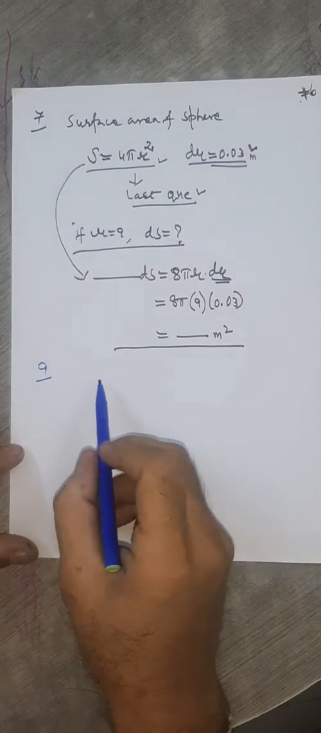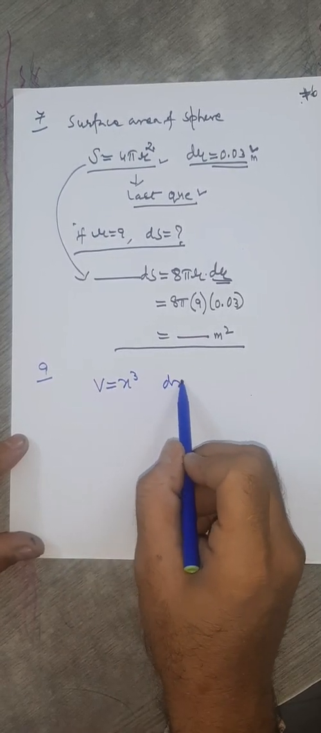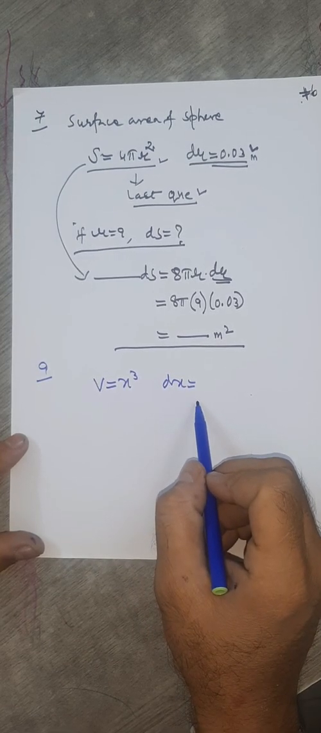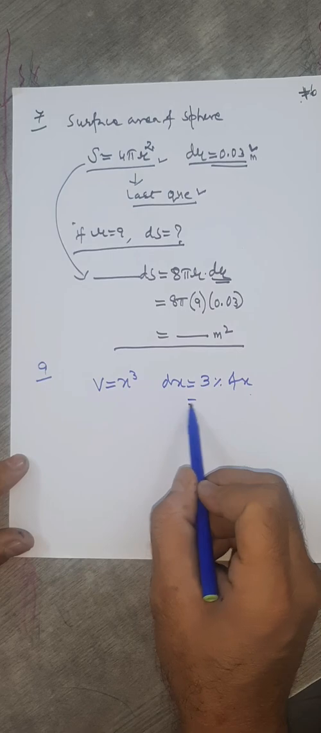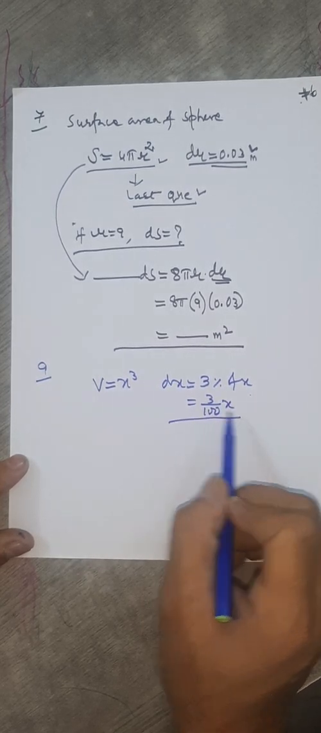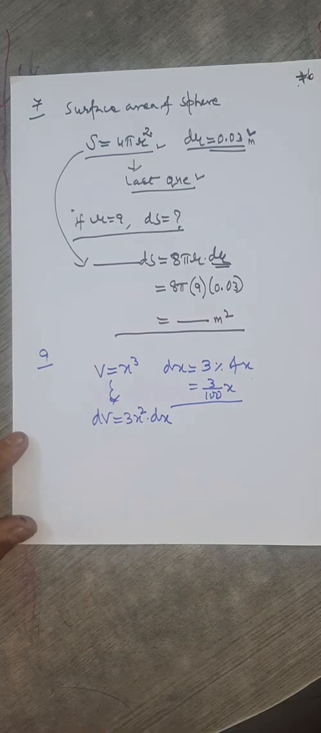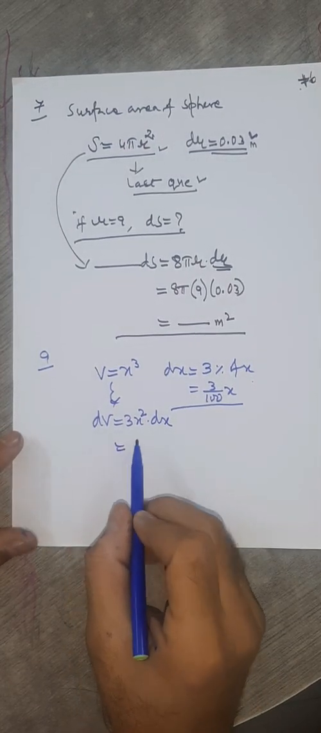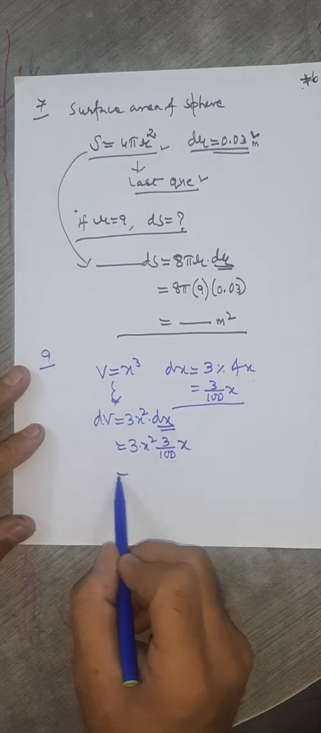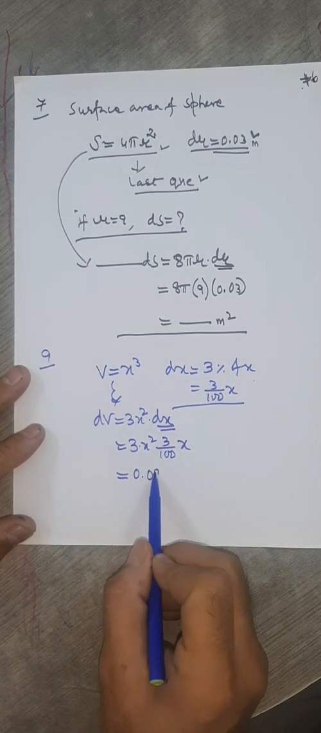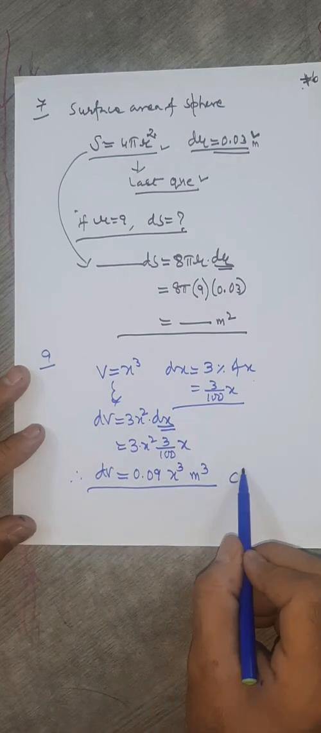Now the last MCQ. It's like question number 4 only. You have the volume of a cube, V equals x cubed. The side has an error, increased by 3%. So 3% of x is 3 by 100 into x. Now we just differentiate this. So dV equals 3x squared into dx. We put the value 3 as it is, x squared as it is. What is dx? That is 3 by 100 into x. So 9 by 100, it would be 0.09 x cubed. The unit will be meter cubed. dV is the change in the volume, and that is nothing but option C.